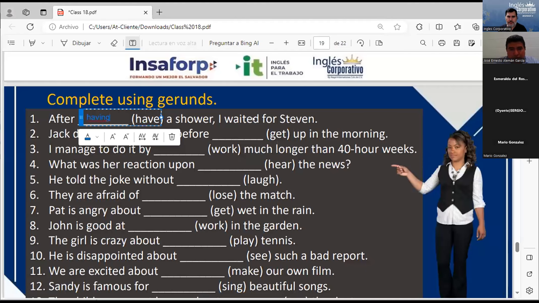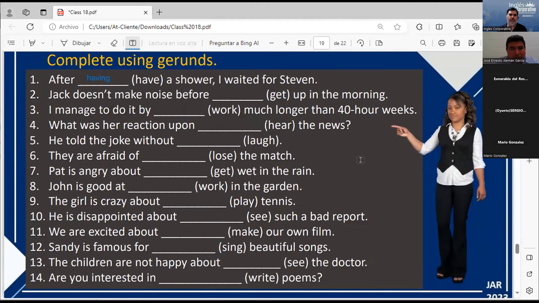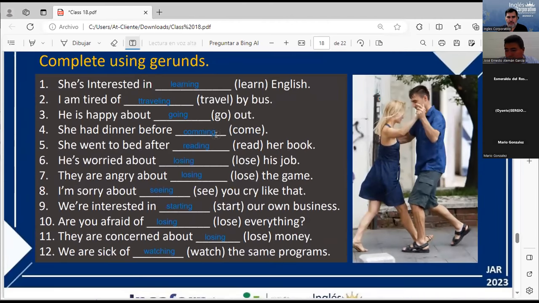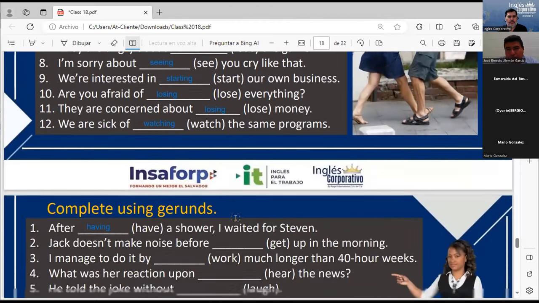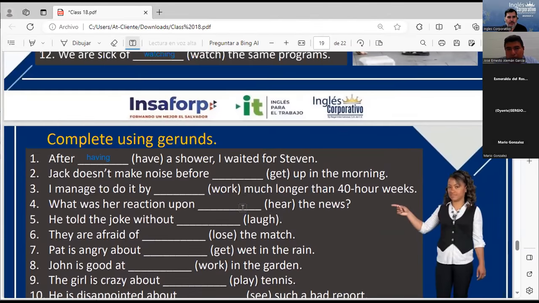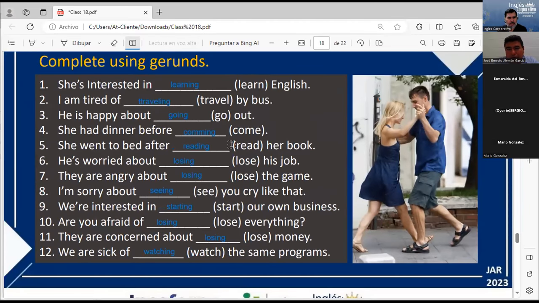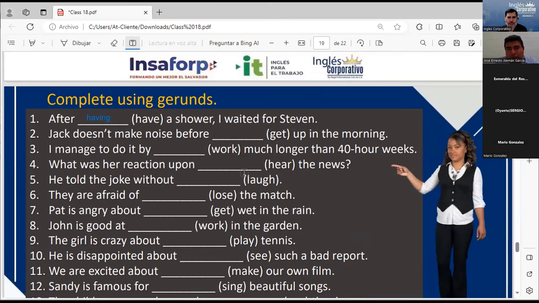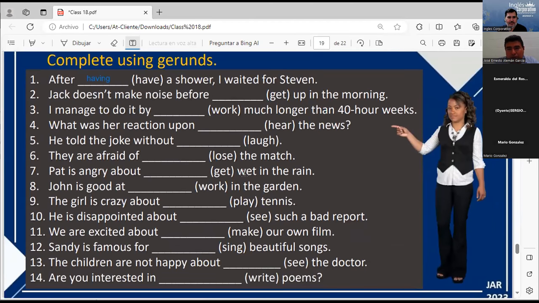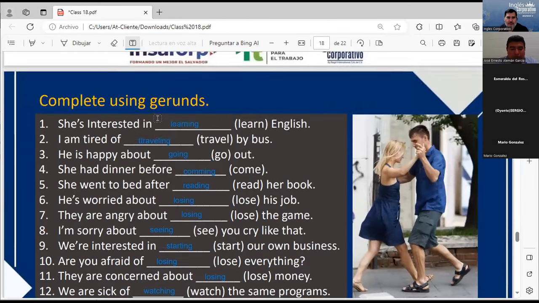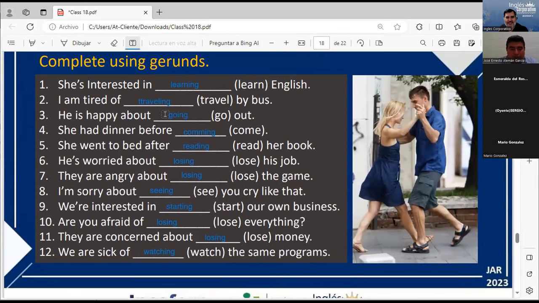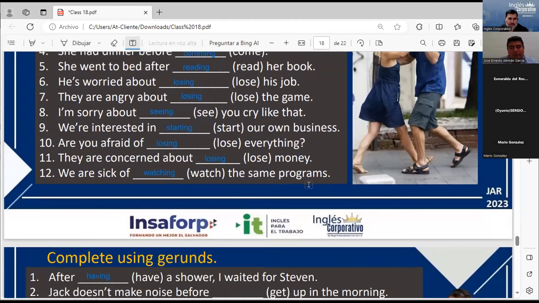Having a shower. I waited for a student. Teacher, the both. Yeah, this one is the only one. Or, let me see, you didn't do this in the group. No. Okay, then, yes, both. But finish this one first. Finished the other one. Excellent.